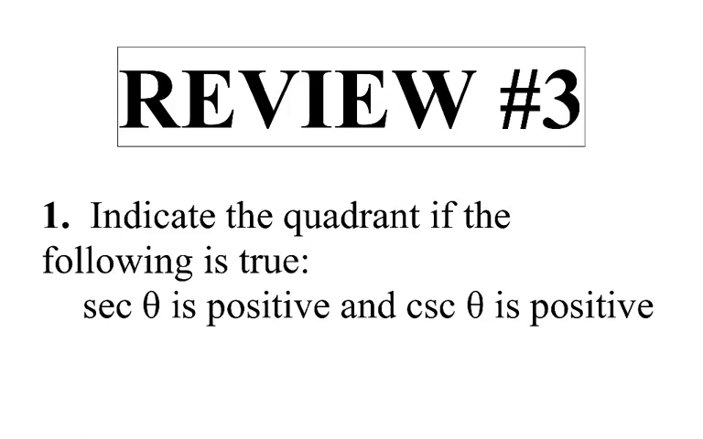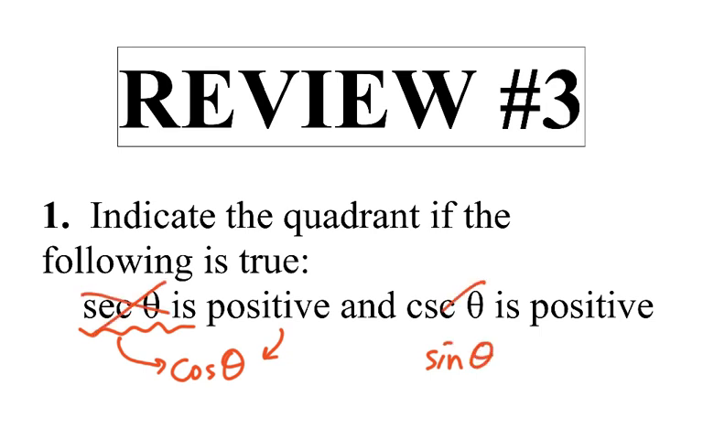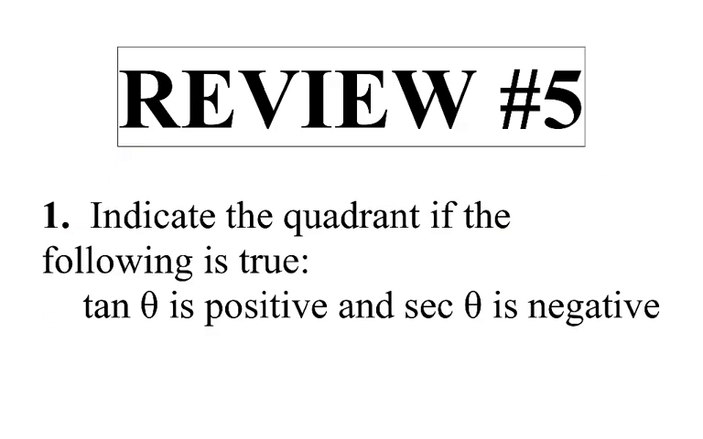Where else do we have that? Review 3, number 1 has it. Sneaky, because they're giving you secant. But remember, you can change the secant back to the cosine, and if one is positive, the other one's positive too. Cosecant, maybe think of that instead as sine. So once you see that, rethink it as cosine and sine, and you'll be good to go. I believe review 5, number 1 has the same thing. There we go.